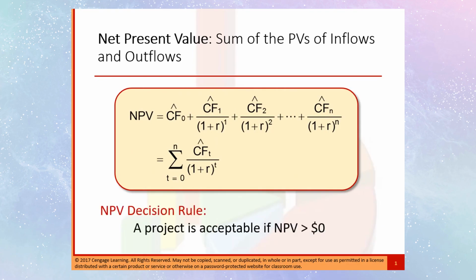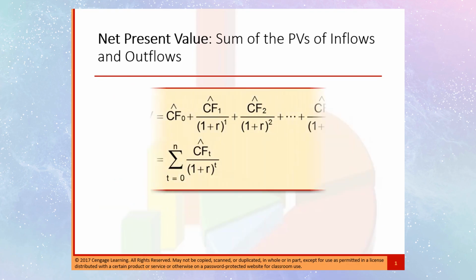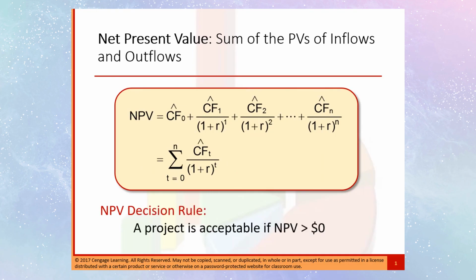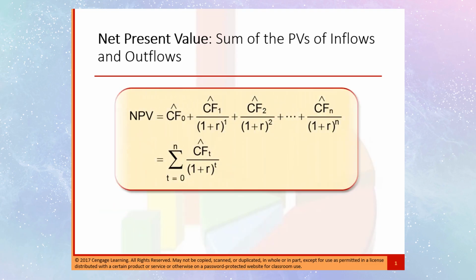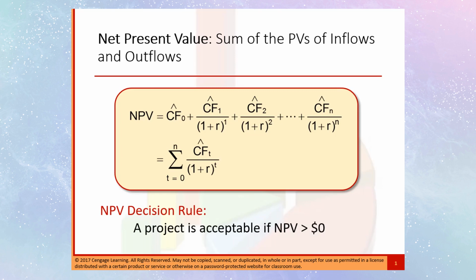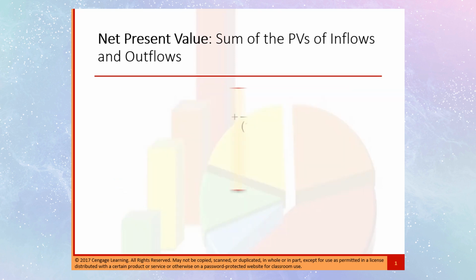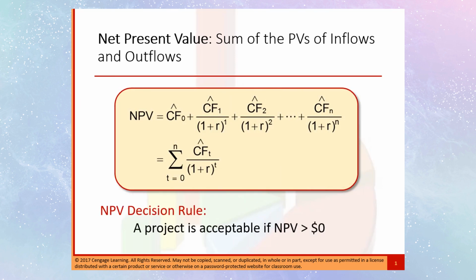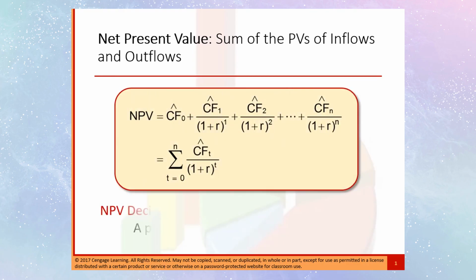Net present value. Now we shift to our first technique, net present value, or NPV. This is the sum of the present values of all cash inflows and outflows. The rule is straightforward. If NPV is greater than 0, the project is financially acceptable. It adds value to the firm.